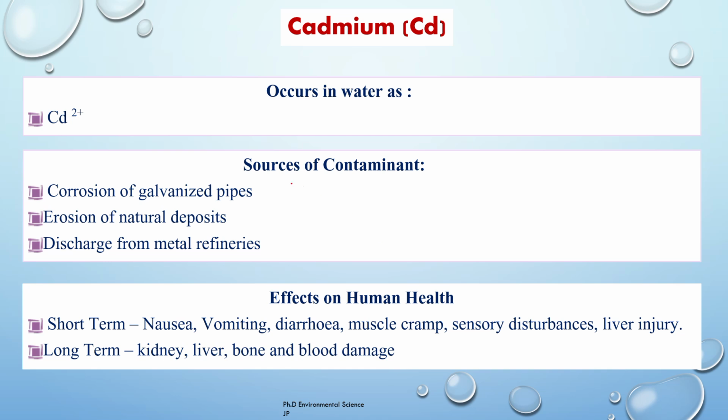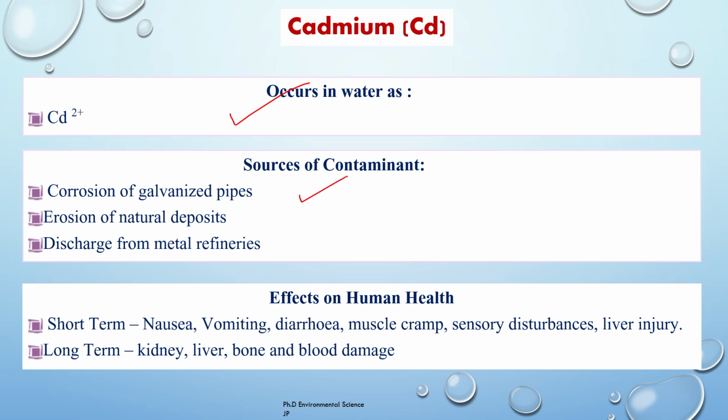Cadmium. Cadmium is a toxic heavy metal that can be found in the water as the cadmium ion. This contamination can come from various sources and has significant health effects on humans. So sources include, first, corrosion of galvanized pipes.